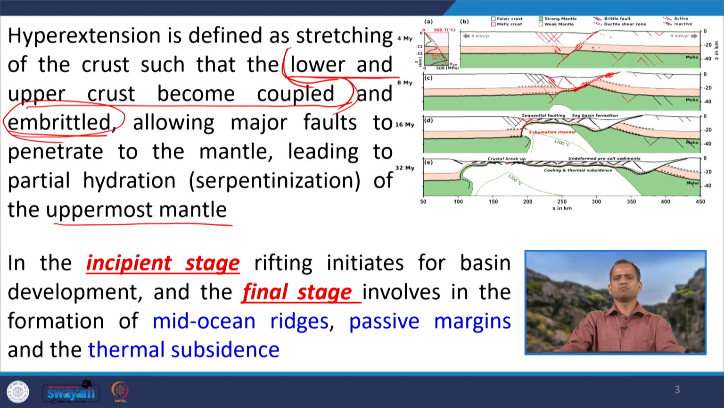Otherwise, in many of the rift basins where the upper and lower crust are not embrittled or welded together, the faults which are generated from the upper crust may be bending and developing listric type of fault. However, as it is embrittled and coupled together, the fault which is generated from the upper crust goes directly into the mantle system.